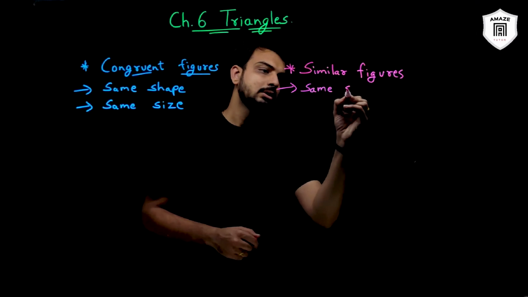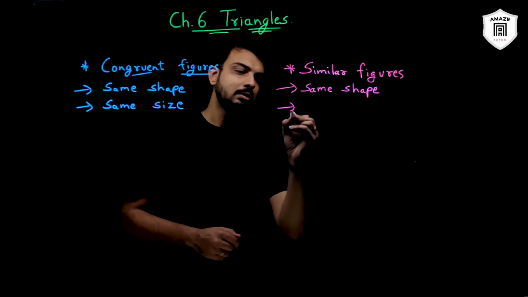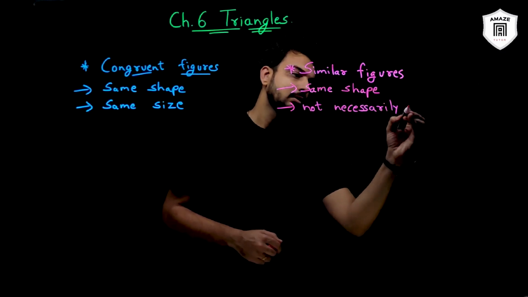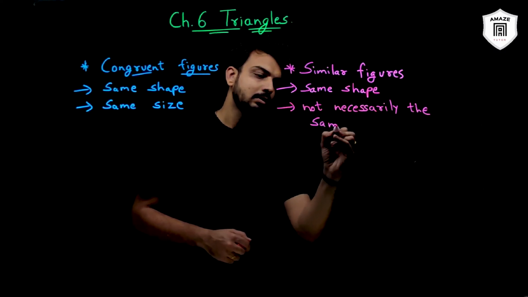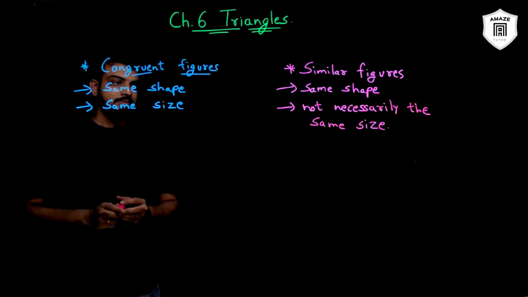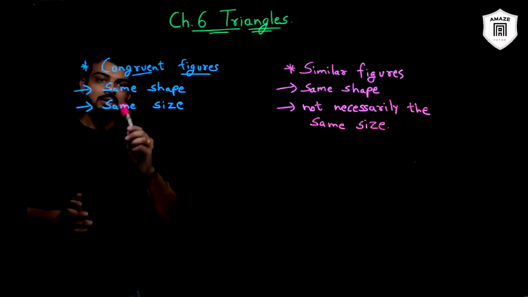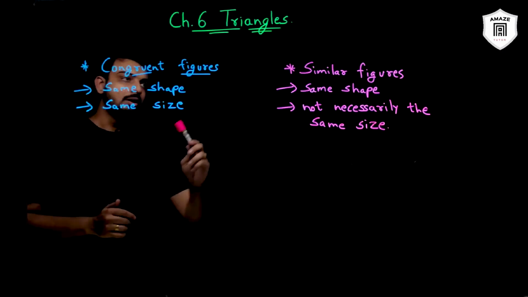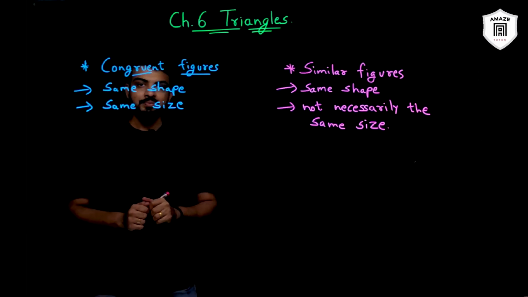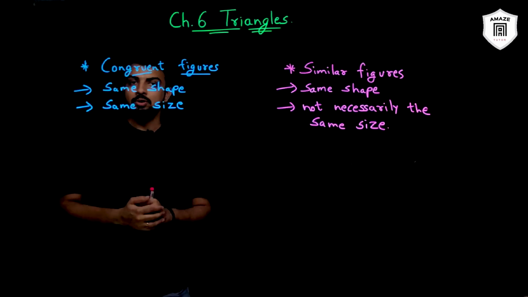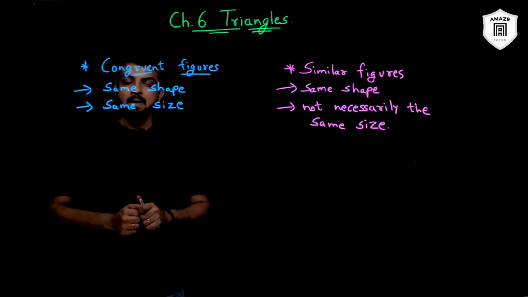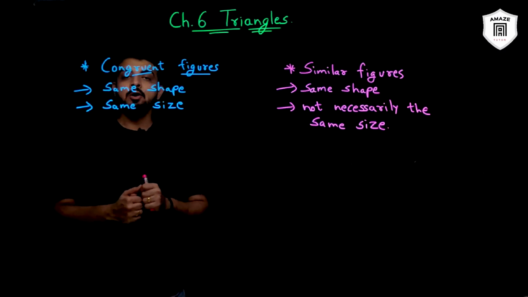We have here same shape but not necessarily the same size, right? Now, so we understood congruent figures has same shape as well as size, right? But here in similar figures we have only same shape but not necessarily the same size, okay? So from this I can also conclude that all the congruent figures are similar to each other, but all the similar figures need not be congruent, right?